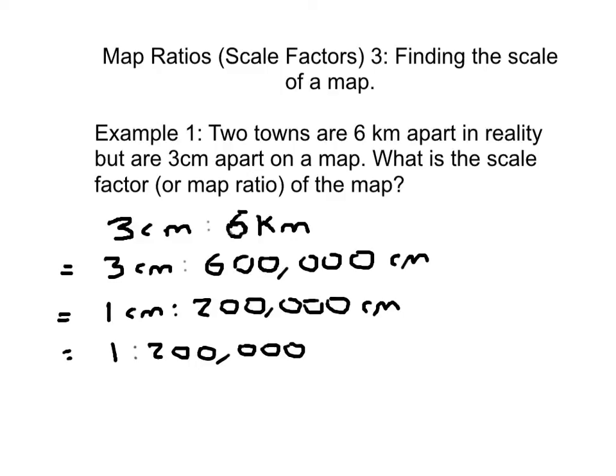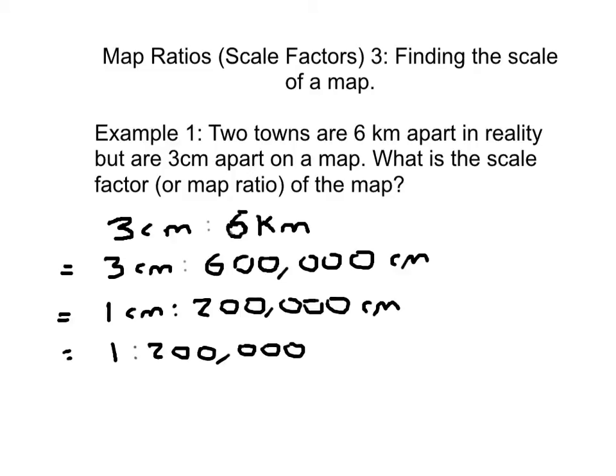The last thing we need to use scale factors for is to find the scale of a map. So we're going to be told some distances on a map and in real life, and we'll use that to work out the scale of the map. So, in example 1, we've got 2 towns which are in reality 6 kilometres apart. But they're 3 centimetres apart on a map, and we want to know what the scale factor, or if you like the map ratio, of the map is.